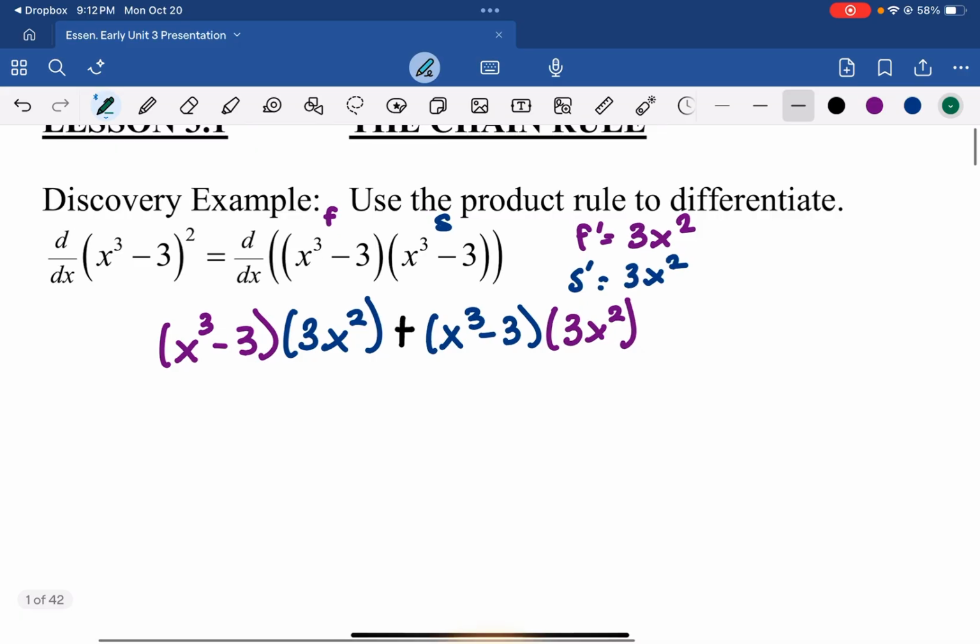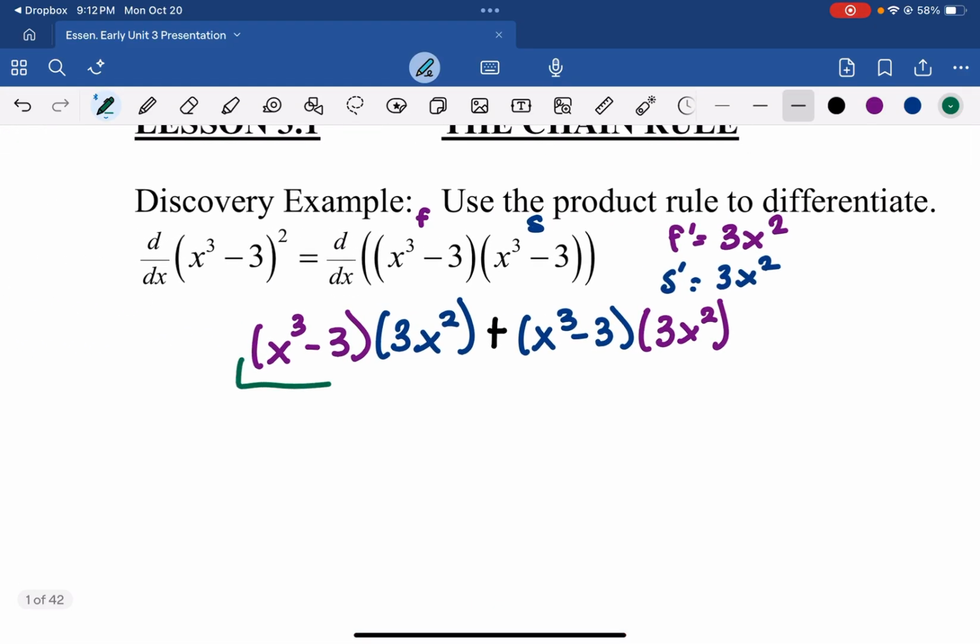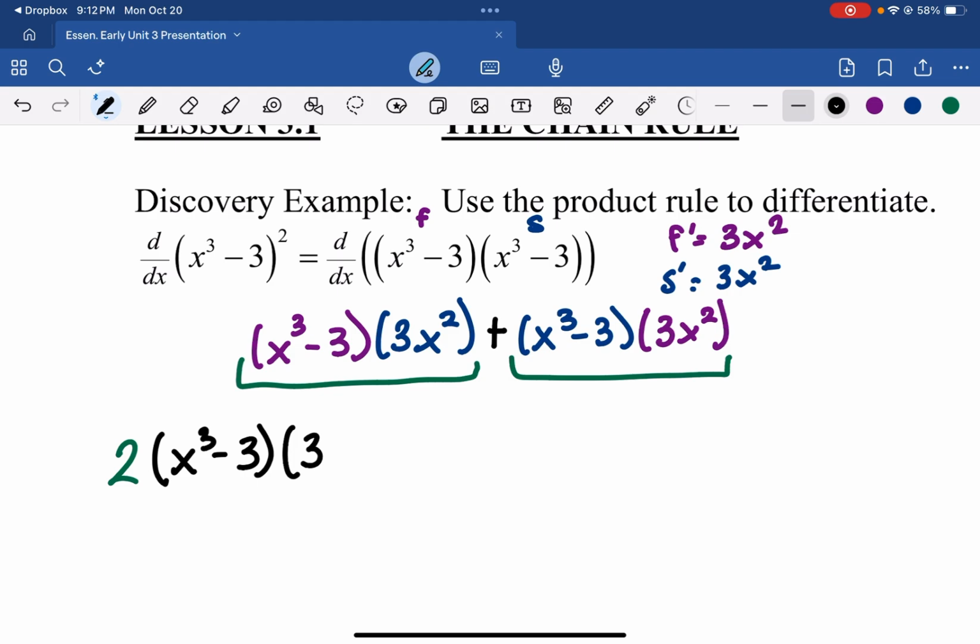Looking at this, I've essentially got one bundle plus another bundle. So ultimately we have 2 of those, of our (x cubed minus 3) times 3x squared. Ultimately our goal here is to look at how we go from (x cubed minus 3) squared to 2 times (x cubed minus 3) times 3x squared.